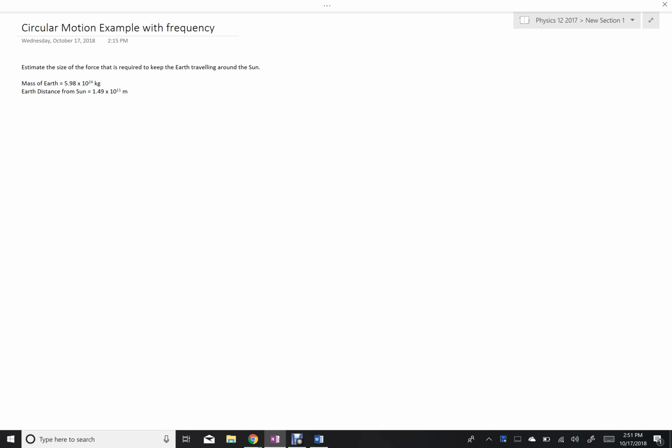Okay, in this example, I'm going to talk about how we can use a frequency or a period of rotation to figure out the force required for something going through circular motion. I thought the simplest example here would be the Sun and the Earth and how it's rotating around in this giant, I know it's not really a circle, it's kind of an ellipse, but practically we're going to treat it as a circle for the purposes of this question.